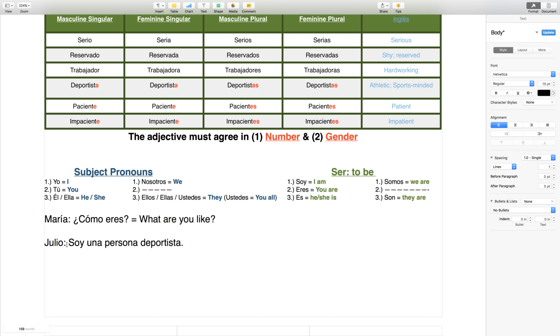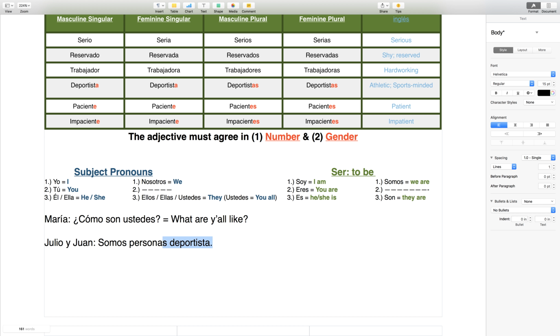So let's see if we can understand this. Julio y Juan are now speaking, and Maria says, ¿Cómo eres? Actually, she would have to now say, ¿Cómo son? ¿Cómo son ustedes? What are y'all like? What are you all like? And instead of soy, now there's two people involved, and as they respond, they would say, we are. Somos would be our word here.